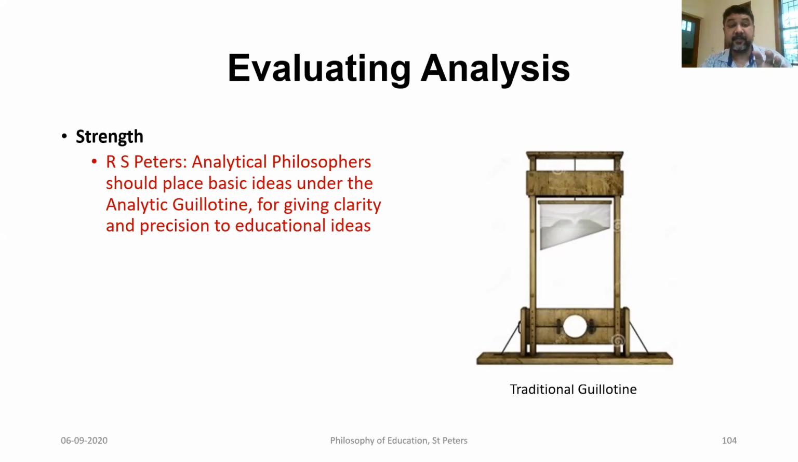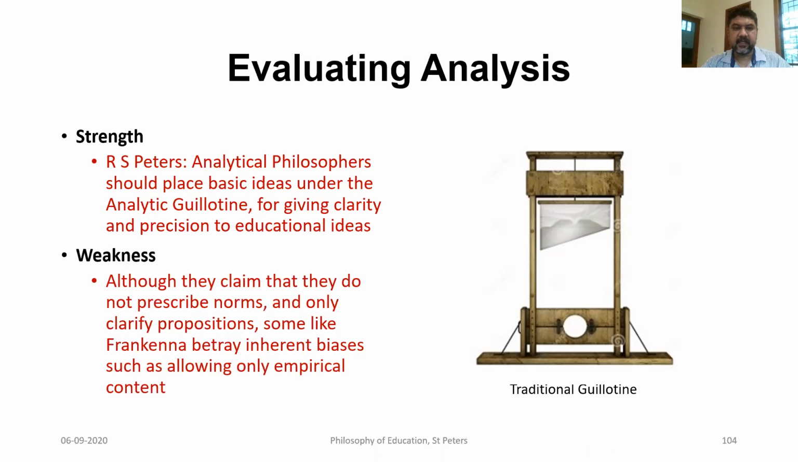Now R.S. Peters says analytical philosophers should place the basic ideas of any proposition under the analytical guillotine. The analytical process is a guillotine. It cuts out what is inessential. It cuts out what is superficial and only comes into what is clear. So it gives clarity and precision to educational ideas. So that is one of the strengths of the analytical process.